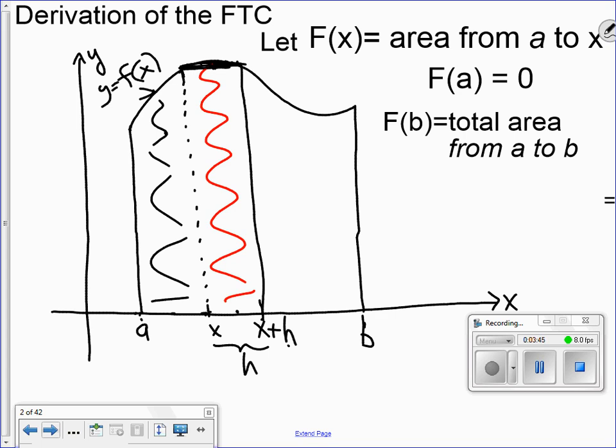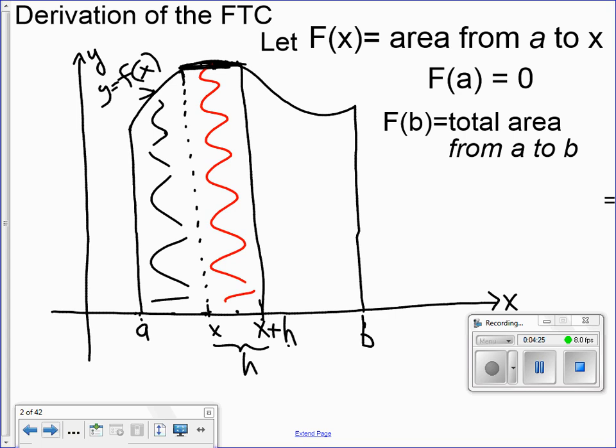So, for example, if I want capital F of a, that would be the area under this graph from a to a. Well, that's not going to give you any area, right? If you start here at a and you end at a, the amount of area would be 0. So F of a would be 0. F of b would be the total amount of area under this graph from a to b. I'm just making up a new function, capital F of x, right now. But what it does is it collects area under the other function, lowercase f of x, from a to whatever number you plug in. That's what it gives you.